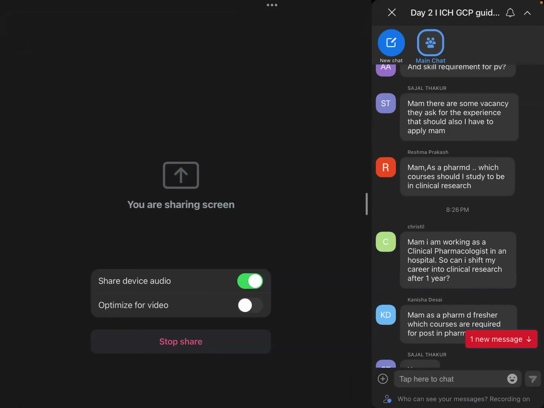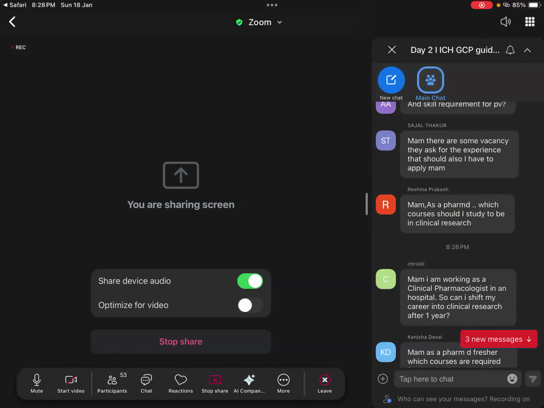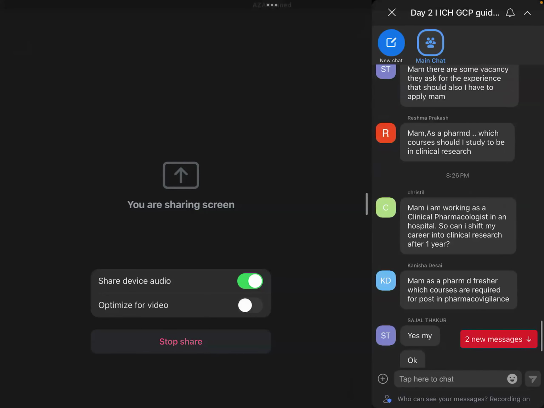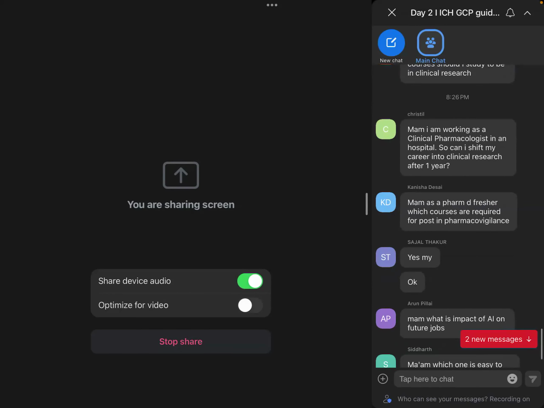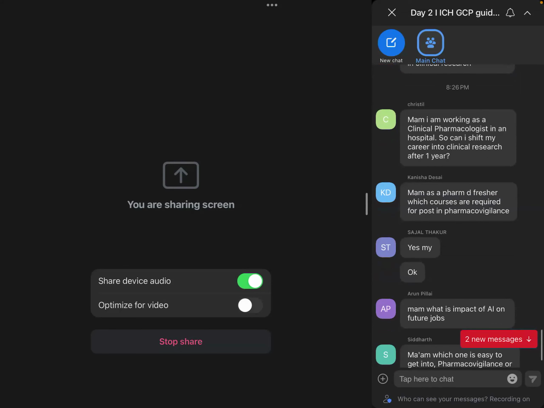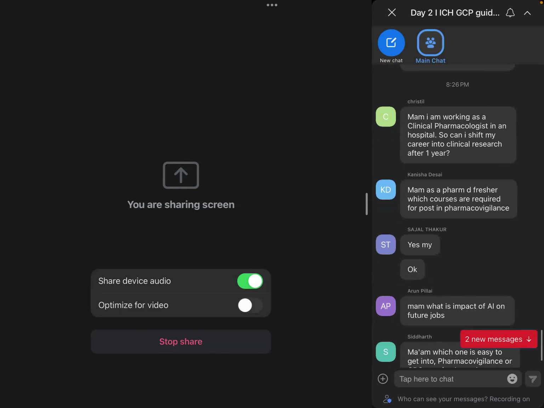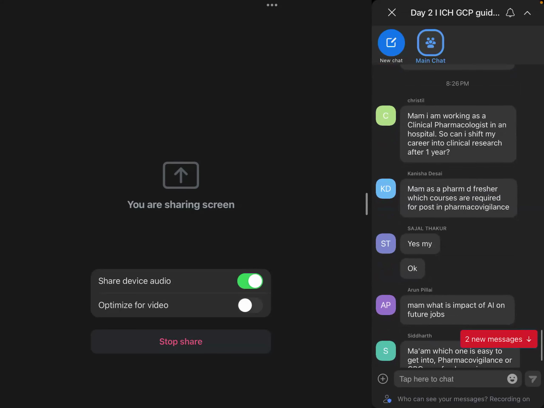Which course to take, I can't decide for you. If you are confused, go with the fundamentals of clinical research, so you learn about everything and then go for it. For a clinical pharmacologist, you can start. Yes, you can switch your career to clinical research.